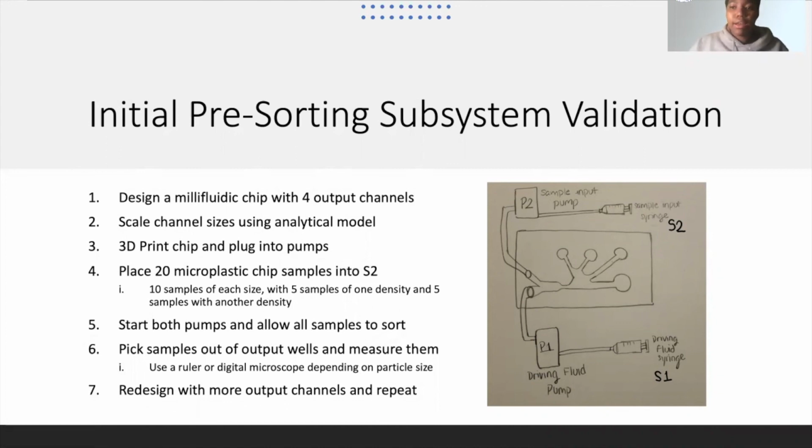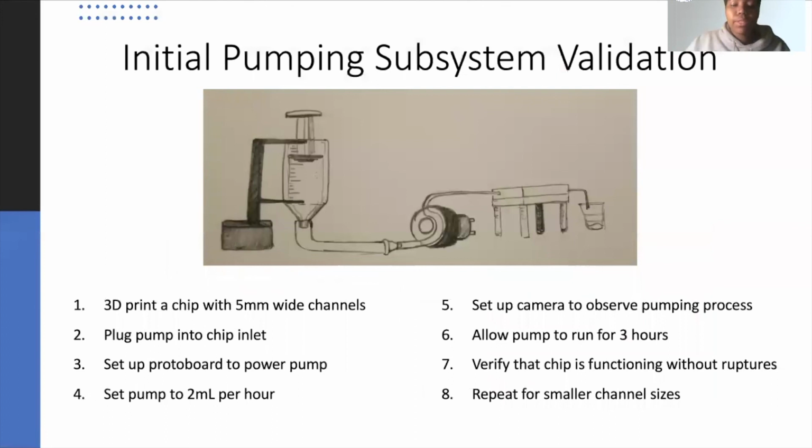The idea is to then test how accurately the microfluidic chip is able to separate these according to both the size and the density. Looking at the pumping system, the idea is to ensure that we're able to give a constant flow rate over a certain period of time, and also to ensure that we are not rupturing the microfluidic chip system. So the idea with checking the pump would be putting in a known volume of water and then letting it run for 3 hours at a set pump rate. Initially, that will be 2 milliliters per hour. And then we're going to check this flow rate for the different sizes of microfluidic chips that we will design.